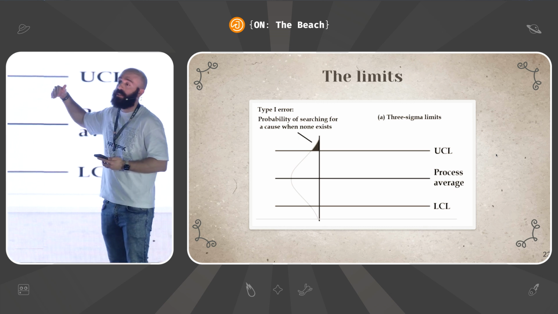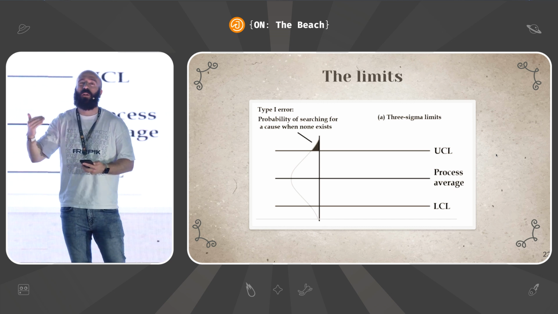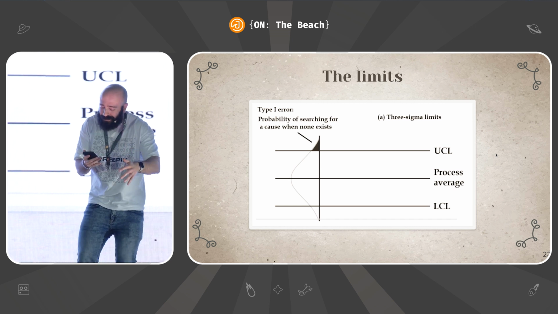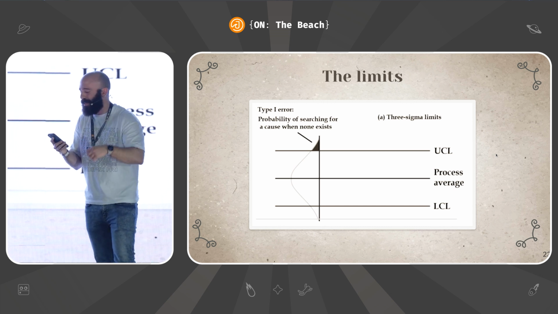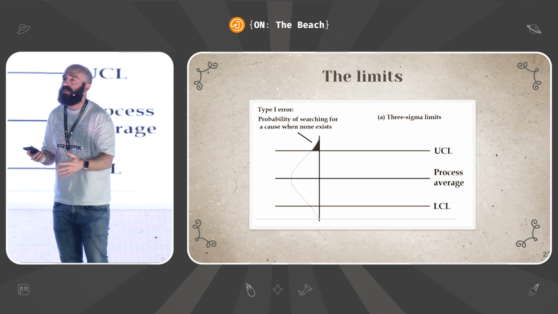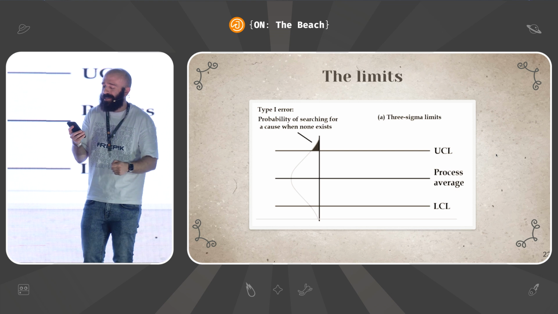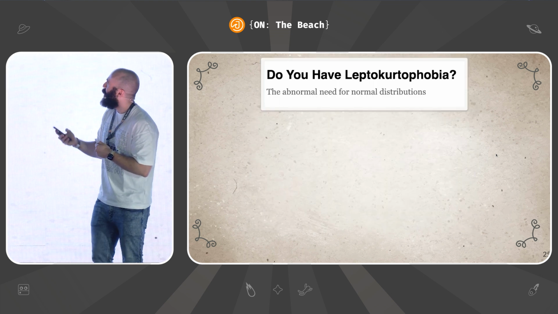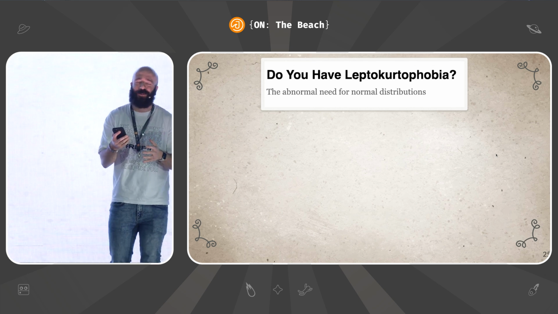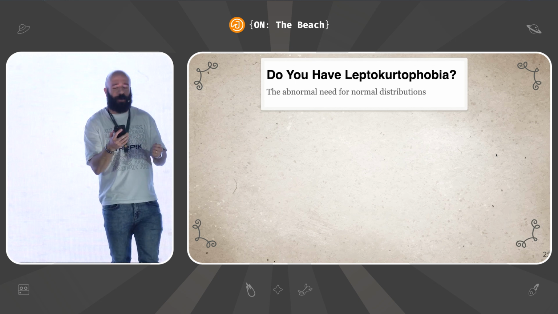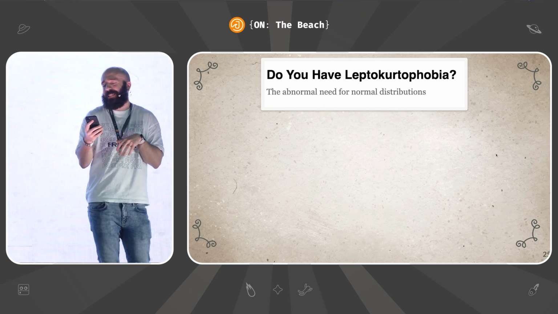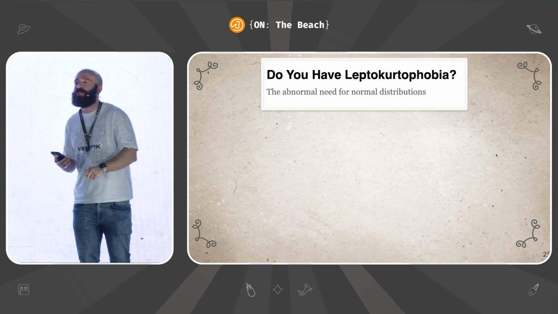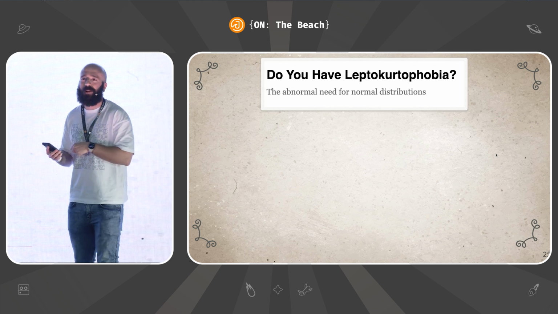If you see values outside those limits, the probability that you are looking for something that is not really happening is very small. But then, this keeps on being a bit weird, because Donald claims that you can use this even if the values are not normal. So he wrote, visibly irritated, an article called "Do you have leptocurtophobia?", which is an illness that, according to him, has the symptoms that you are routinely asking if your data is normally distributed and trying to transform your data to make it appear more normal.